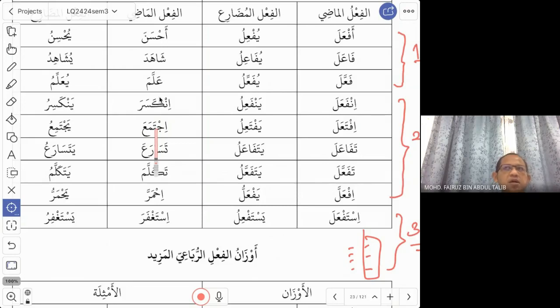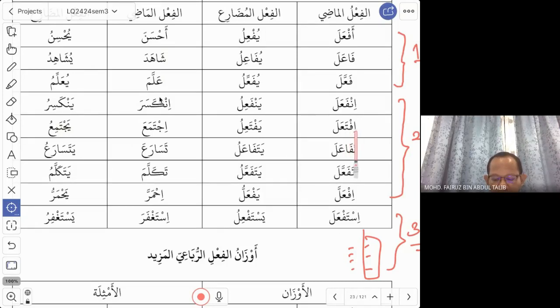We say inkasara al-zujaj, as in our example earlier. The glass is broken. So we say inkasara. The glass was broken, sorry, because this is fi'il madhi. Yankasiru, this is fi'il mudari. Okay, yanfa'ilu is broken.